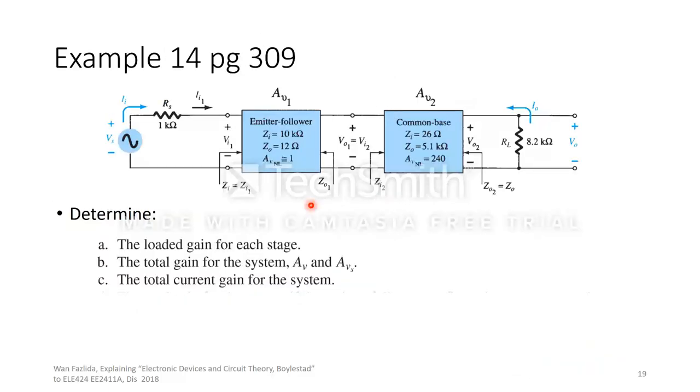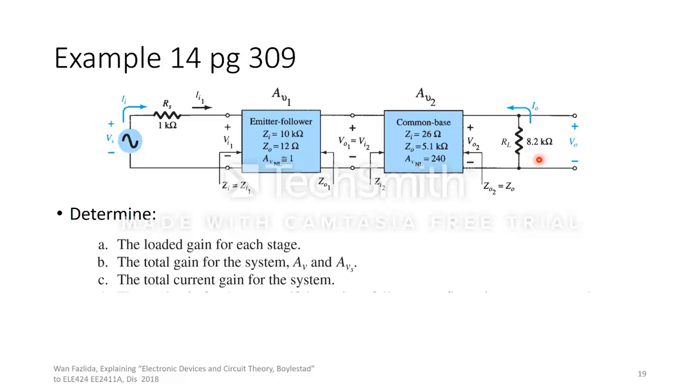Okay, so this is example 14, page 309. You can have a look at it in the text. You have the first amplifier and the second amplifier cascaded. You have a source resistance here, 1 kilo ohm. The first amplifier is an emitter follower with an input impedance of 10 kilo ohm, output impedance of 12 ohms, and the gain is 1. The second amplifier is a common base. The input impedance is 26 ohms. The output impedance is 5.1 kilo ohms. And the gain for the common base is 240. And the load connected outside is 8.2 kilo ohms.